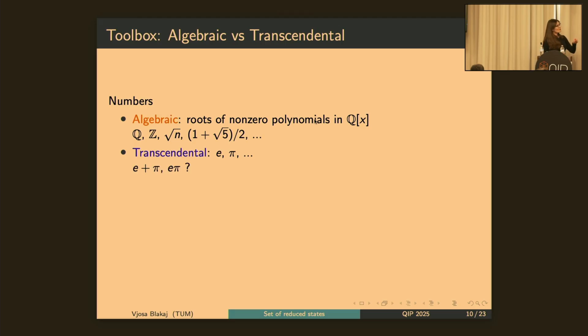And even though we know that both e and pi are transcendental, we actually don't know whether their sum or product is a transcendental number. I wrote this here just to highlight how difficult it actually is to show that something is transcendental.